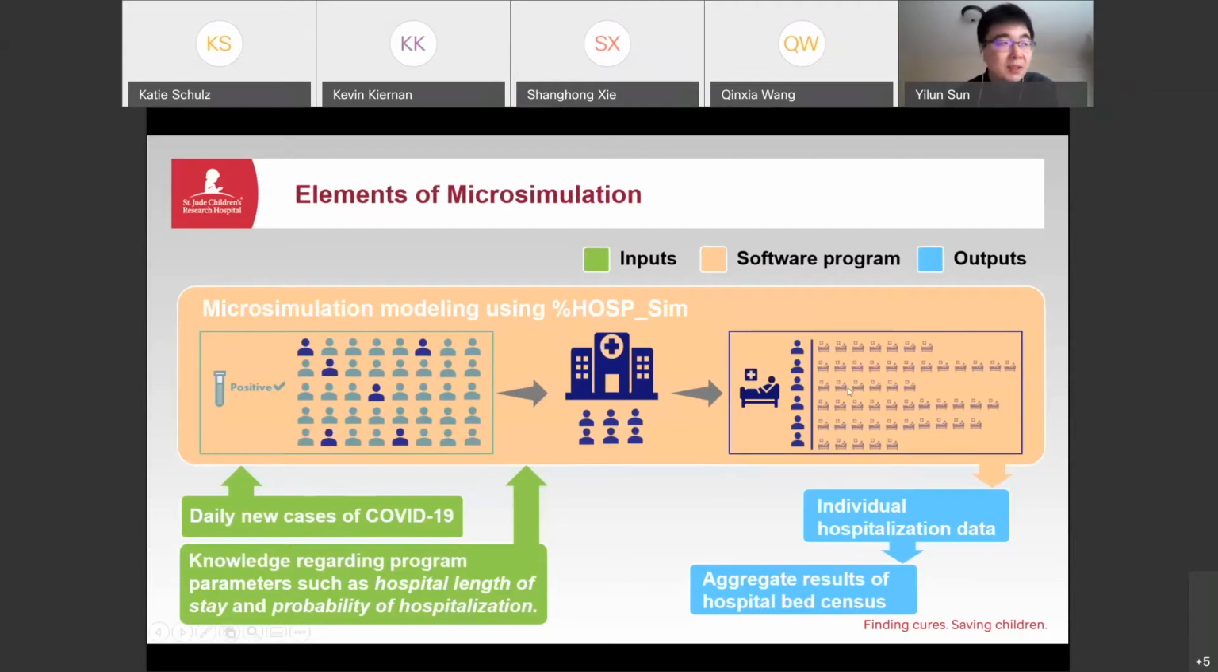And we will collect those individual hospitalization data. Based on those individual hospitalization data, we can then calculate the number of hospital bed census for each day during that monitoring period. And this is for just one round of simulation. By repeating this process, we can get results for many rounds of simulations.